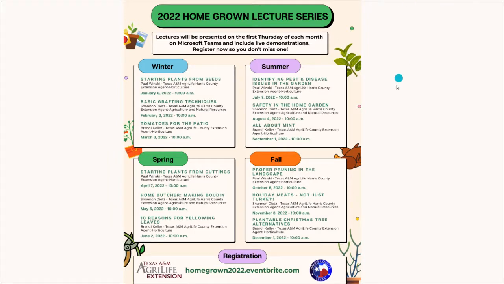Today, for our June offering, Brandi Keller will be speaking on 10 reasons for yellowing leaves. You can see the agenda for the rest of the year. Next month, I'll be back, talking about pest and disease issues in the garden. We'll also be covering safety in the home garden in the next quarter, and also all about mint.